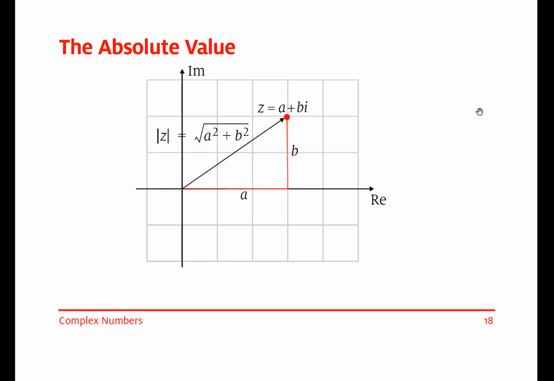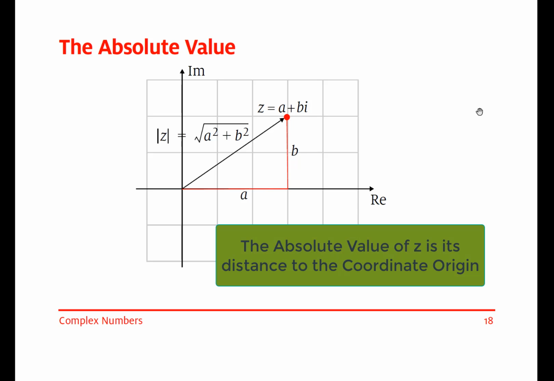The next operation is the absolute value. So look at this picture and try to find out what could be the geometric interpretation of the absolute value. The absolute value of z is the square root of a squared plus b squared. But what is it? What is the geometric meaning? Well, the absolute value of z is its distance to the origin, the length of the vector from the origin to the point z.